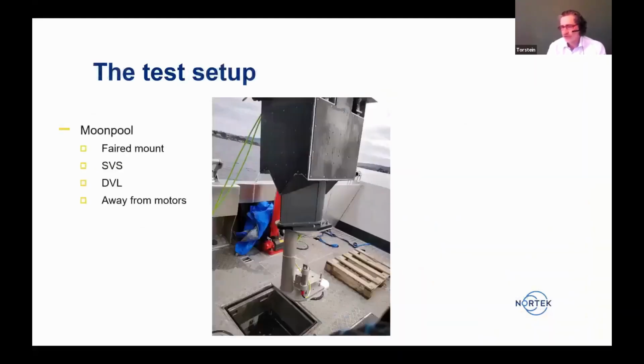A test setup. This is what we have currently. We have this vessel with a moon pool. On the moon pool, you have a faired surface so that we do not create bubbles or noise around the DVL or its sensors. We have a sound velocity sensor here that's pointing upwards, and below that you can just see the bottom side of the crown of the DVL. It's located up towards the bow, so it's away from the motor, away from noise sources.